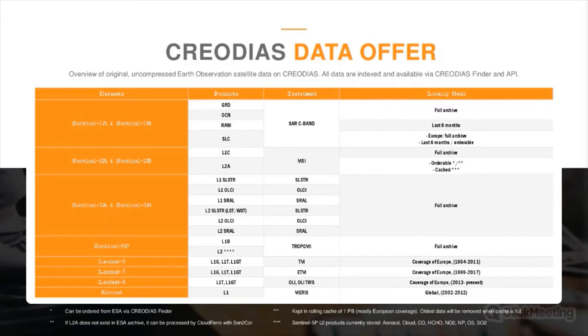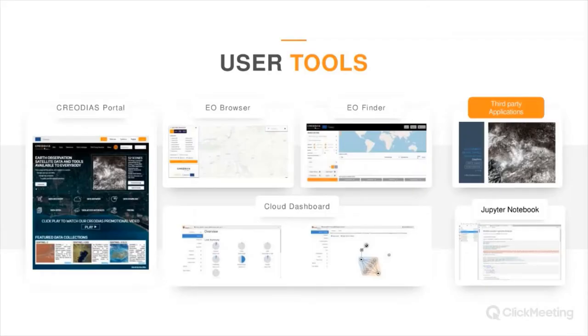But before we go on to discovering those products, I would like to describe to you what services we'll be using. We'll start from the CREODIAS portal, which serves as an information and navigation hub for any user that would like to start and work with CREODIAS. From this portal, you will see it in a minute, our users can go to any other service. Then we'll use the Earth Observation Finder in order to browse and discover some products that might be interesting to us.